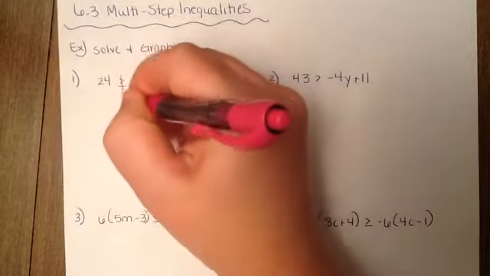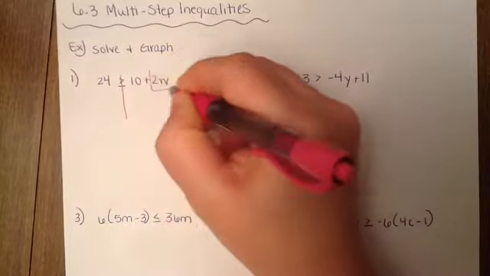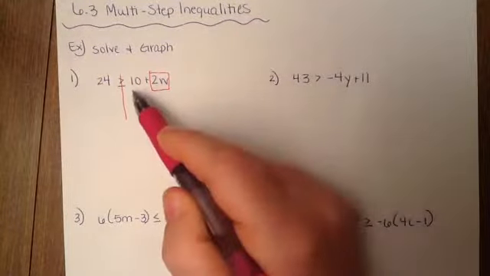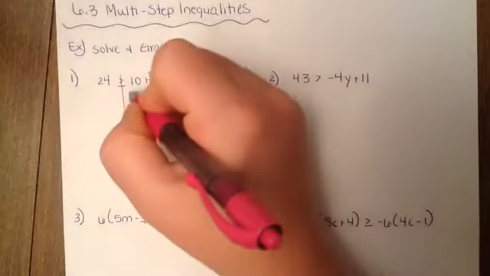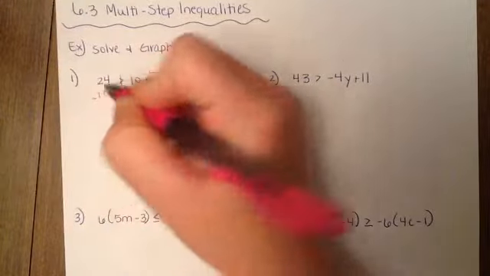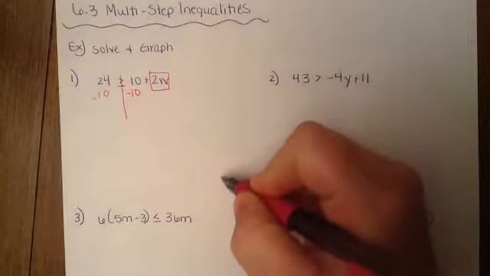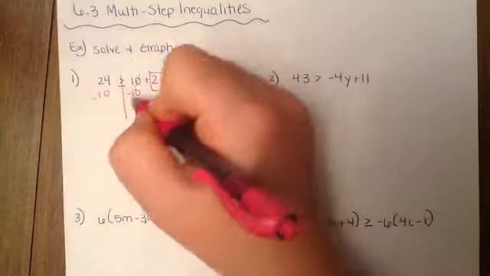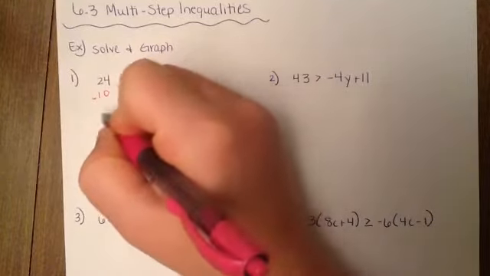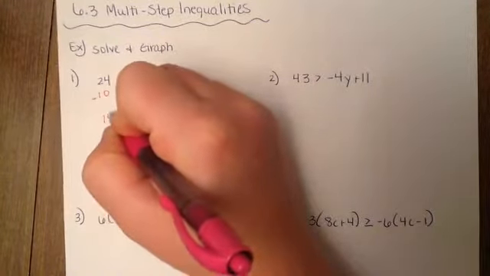So I'm going to treat this as an equation and I need to get the variable alone. So what would I get rid of first here? I'm going to get rid of a 10. How do you get rid of a 10? Minus 10. What you do on one side, you must do to the other. So I have 2w less than or equal to 14.